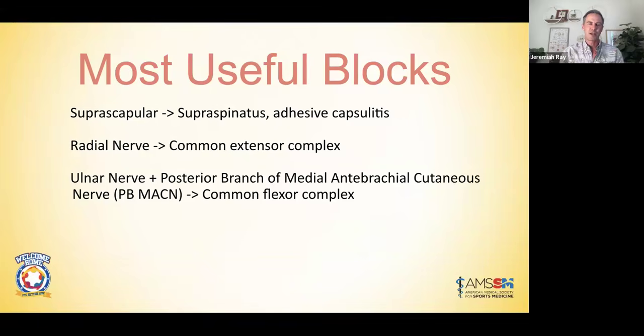Now, I've played around with the medial epicondyle a lot in the common flexor complex, and the ulnar nerve just doesn't get enough anesthesia to the flexor complex for work on the medial epicondyle. And so I've started incorporating the posterior branch of the medial antebrachial cutaneous nerve, and it's actually pretty easy because it's the same field of view. You have your ulnar nerve and your median nerve cruising down the medial aspect of your humerus here. And just anterior to the ulnar nerve is the posterior branch of your medial antebrachial cutaneous nerve. It's so easy to block in the same field of view.